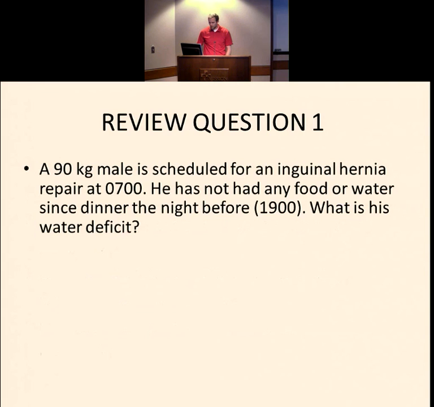He has not had any food or water since dinner the night before at 1900. What is his water, or as I was saying, fluid deficit? So we can take this 90-kilogram male. We know we're over 20 kilograms, so we can use the shortcut. The shortcut was just to add 40, and that'll give us our base rate. If we add 40 to 90, that gives us 130 mils per hour. That would be this man's base rate.